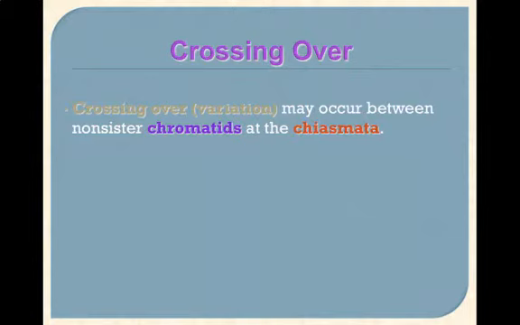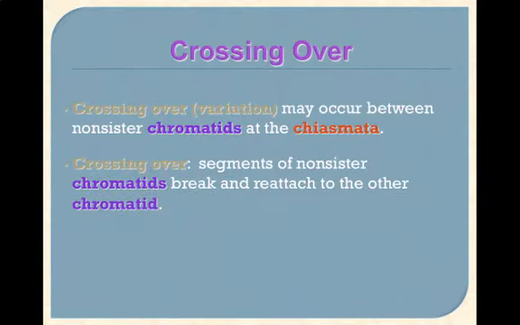Still in prophase 1. Okay, still with me? We're still in prophase 1. So during prophase 1, when we have the tetrad that forms, we have those 4 chromatids together. Chromosomes are going to be doing a little dance. They're going to entwine. And this is where we're going to have crossing over happen. Crossing over is the source of all variation that will occur between non-sister chromatids at the chiasmata. During crossing over, segments of non-sister chromatids, chromatids from different chromosomes, still homologous pairs but different chromosomes, break and reattach to the other chromatid.